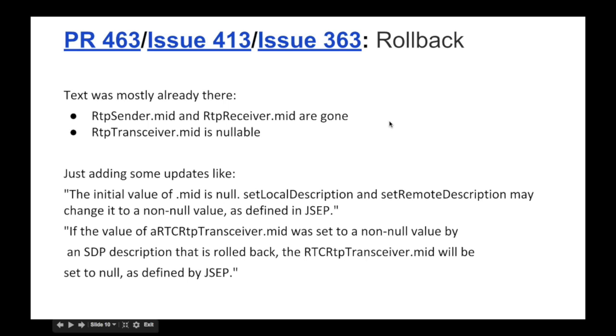Okay, pull request 463, issue 413, issue 363, rollback. Yeah, so I went to add some text around what happens to the mid of the transceiver when it's rolled back, and somebody had already made the mid nullable and put in some text about the fact that it can go from nullable to not according to the JSEP rules. So I just made it a little more explicit in the rollback section that this will happen during a rollback. I also put in a JSEP ID to point to. There wasn't one there yet. So it's just slightly more explicit than what was already there. Does anybody have any comments on this?